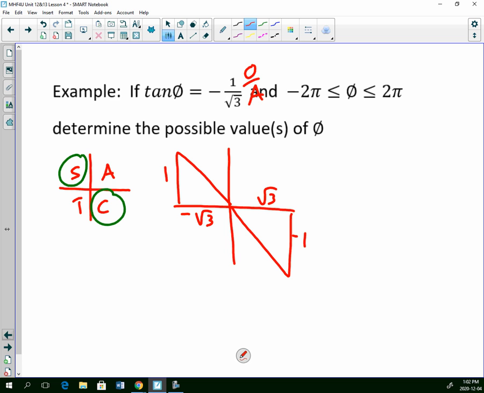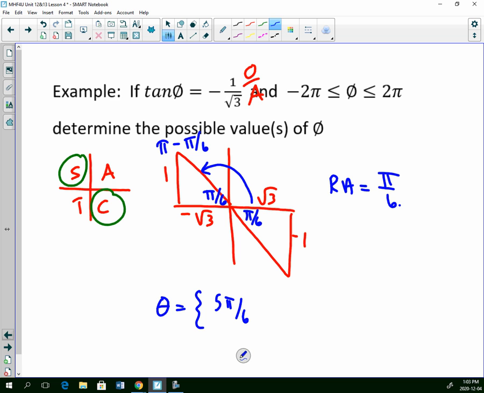Now we have to find our related angle. Pi over 6 is always adjacent to √3, so that's my related angle. Then I can do my solution sets by starting at 0 and going to the terminal arm. In quadrant 2, it will be pi minus the related angle, so 5 pi over 6. In quadrant 4, we are measuring from 2 pi, so we do 2 pi minus the related angle, which is 11 pi over 6.